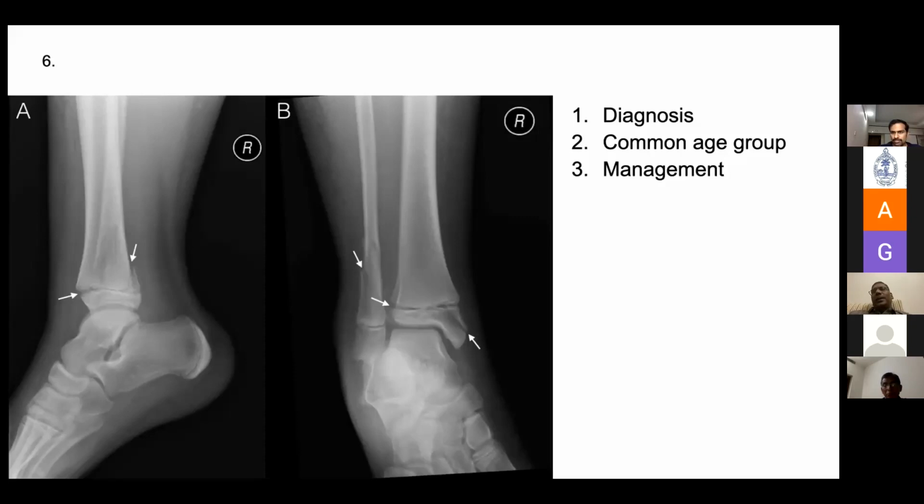And the treatment is usually closed reduction, and if it is stable, it is okay. Otherwise, you can do closed reduction and fixation with K-wires. Okay, sir. Let's get to the last case.